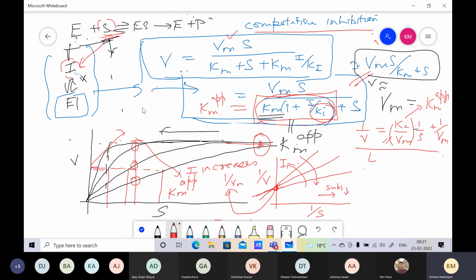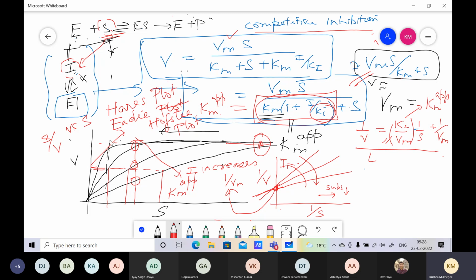Before I stop, I would like you to now remember the Hanes plot and the Eadie-Hofstee plot, and I'm sure you have forgotten. How many people remember? If you remember, I would be very impressed. Eadie-Hofstee plot. They are different. I remember one is S by V versus S and one is V by S versus V. I don't remember. Absolutely fantastic. I am absolutely sure about S by V versus S.